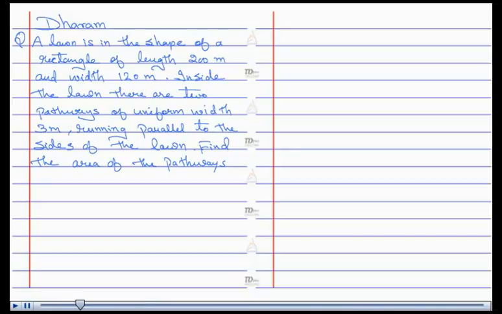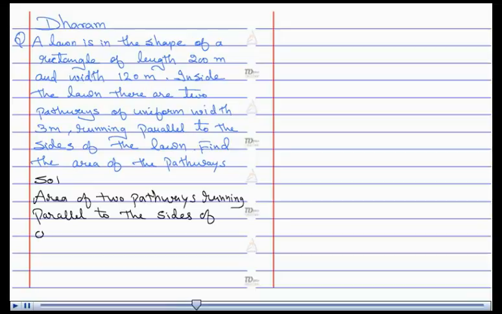Since we know that the area of two pathways running parallel to the sides of a rectangle is given by the formula W(L + B - W), where W is the width of the pathway, L is the length of the rectangle, and B is the breadth of the rectangle.